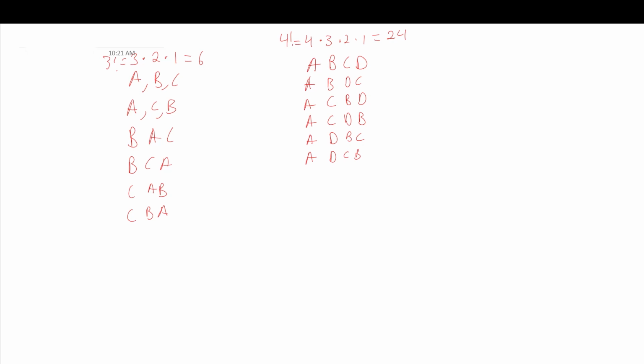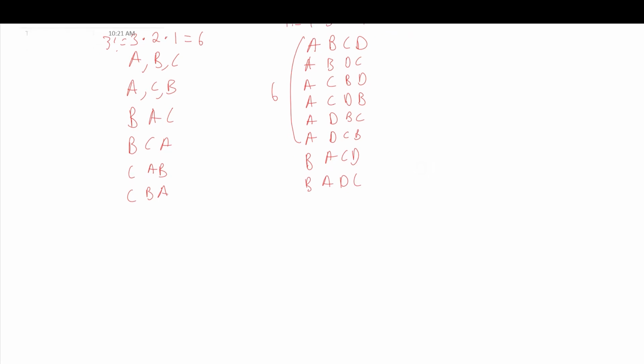So for A, there were 6 different ways you can do that. And if we did that for B, you can kind of get an idea. We have 6 here. If we do it for B also, B, A, C, D, B, A, D, C, B, let's go with C, A, D, B, C, D, A, and then we go B, D, A, C, B, D, C, A. Okay, and then we have another 6.